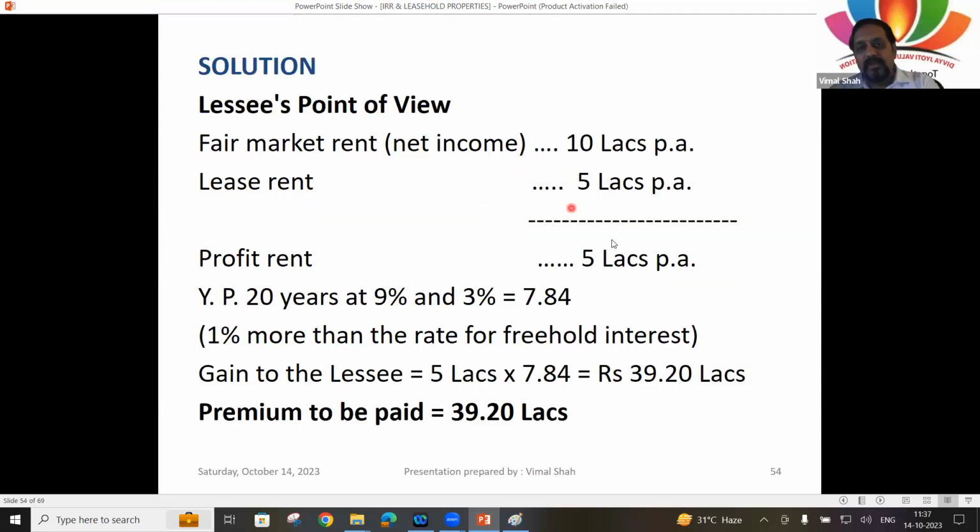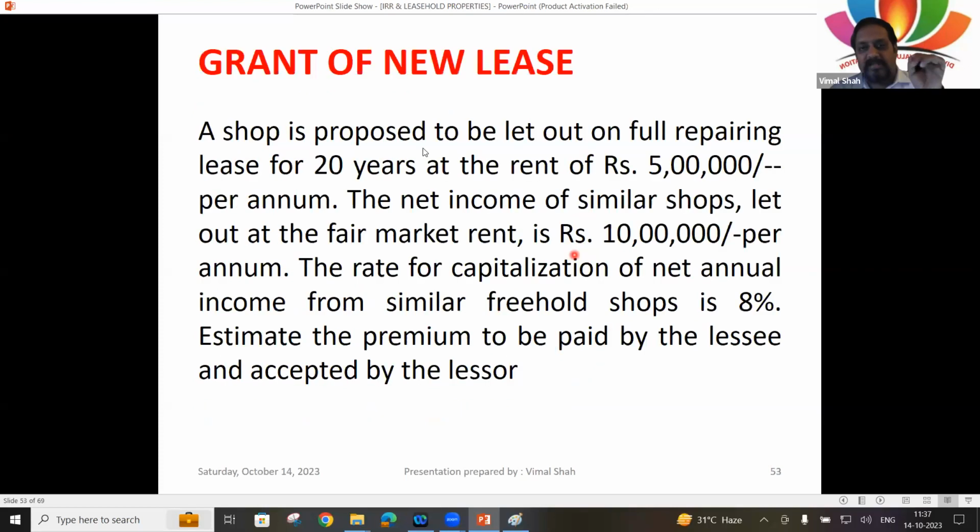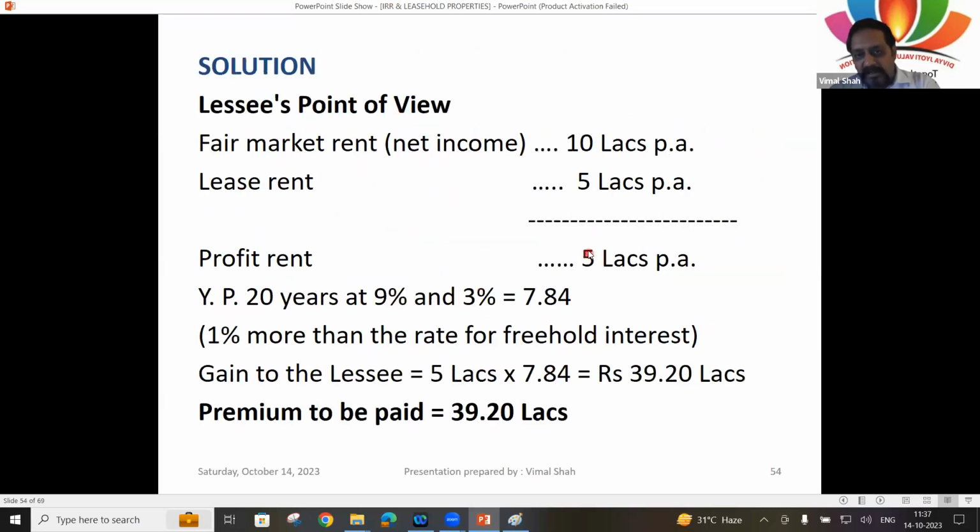From the lessee's point of view, the lease rent is 5 lakhs, and he was also paying for the repairs. So the profit rent, instead of 5, would probably be 4 lakhs after deducting the full repair lease cost. But actually, we have not mentioned the amount for the full repair lease. Maybe if the amount is 50,000, then 50,000 would have been deducted from this 5 lakh. The net profit rent would be 4.5 lakhs, and we would have capitalized that profit rent of 4.5 lakh for the next 20 years.